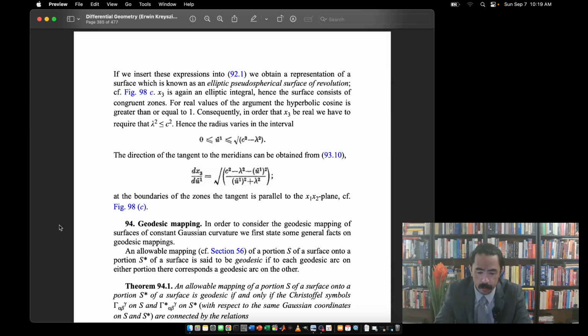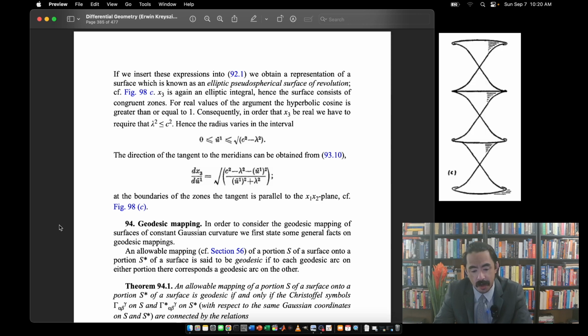93.10. Thus, dx3/du1 bar is equal to the square root of the quantity, which is the fraction with a numerator of lowercase c squared minus lambda squared minus u1 bar squared, all over a denominator of u1 bar squared plus lambda squared. At the boundaries of the zones, the tangent is parallel to the x1, x2 plane, for which refer to the picture in figure 98c above.